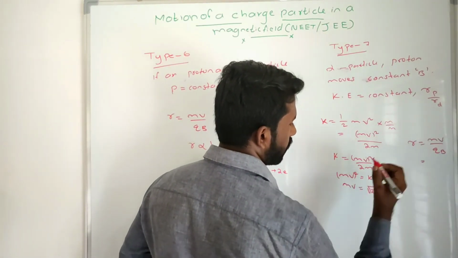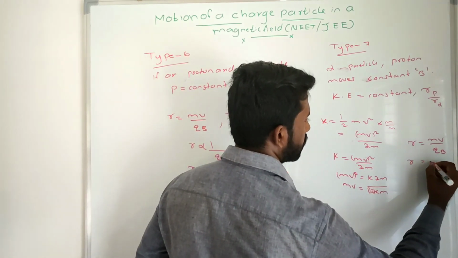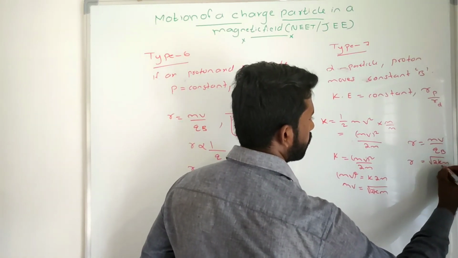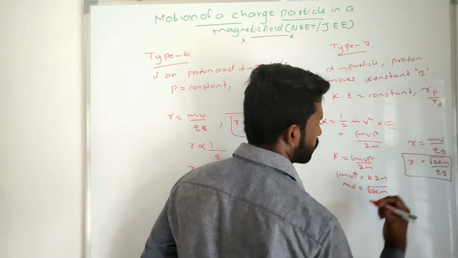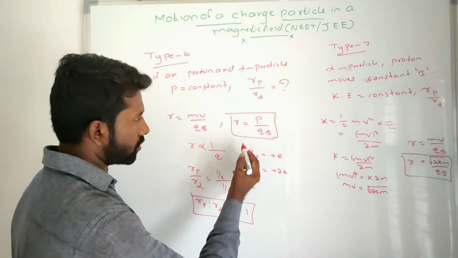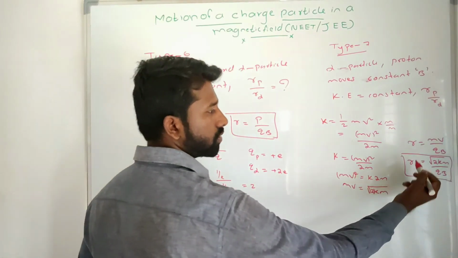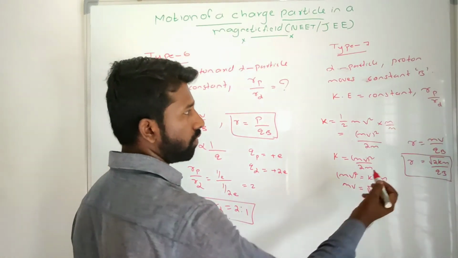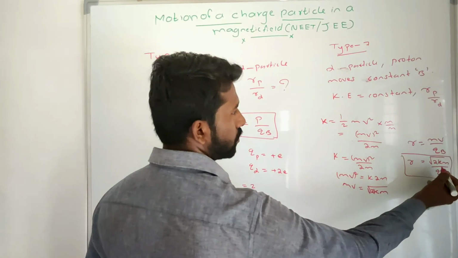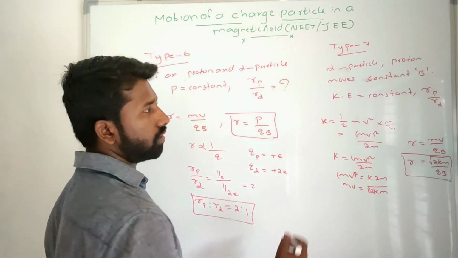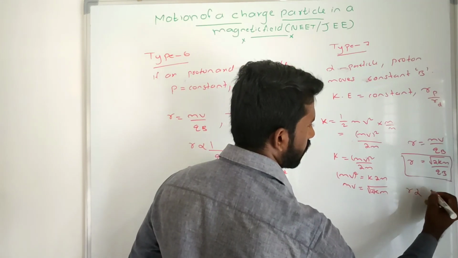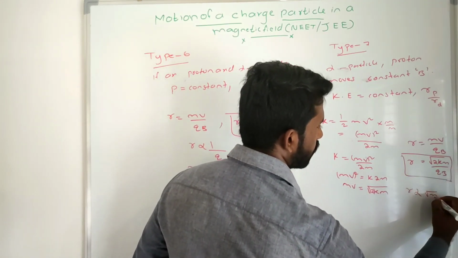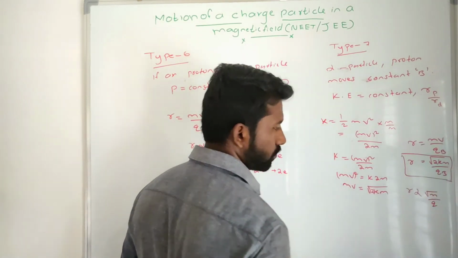Then this we already found out. That is r is equal to what? Square root of 2Km divided by qB. This is the radius formula, another radius formula. Okay, here we got another radius formula. Here, what is given? B is constant, that is a uniform magnetic field, and the kinetic energy is constant. So r is directly proportional to what? Square root of m by q.